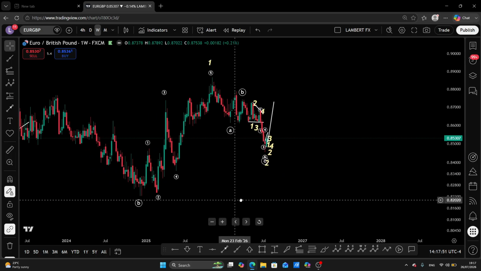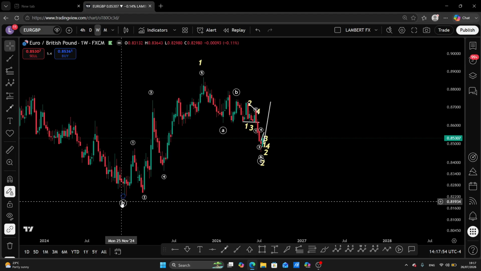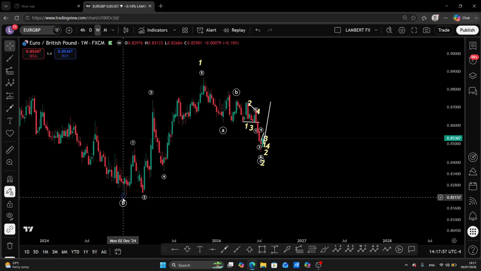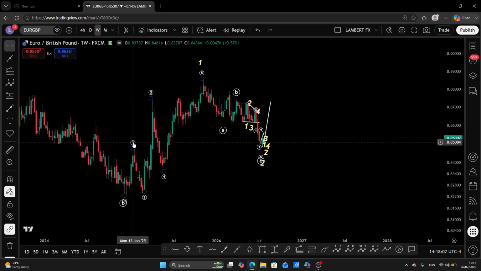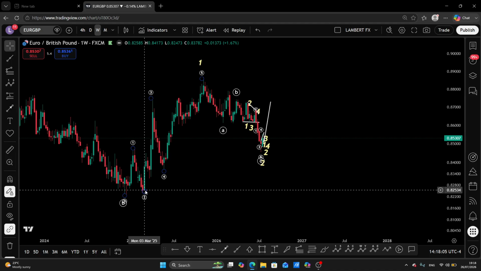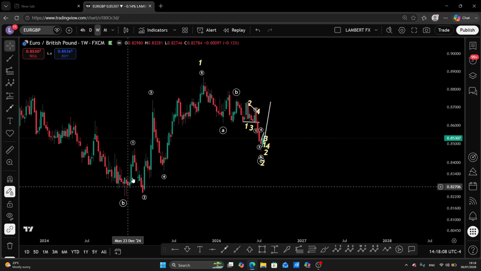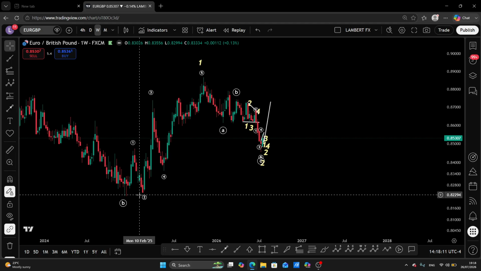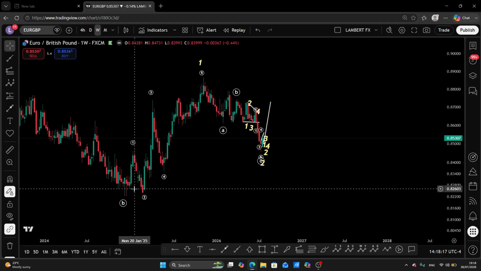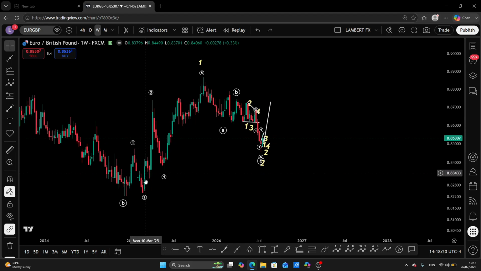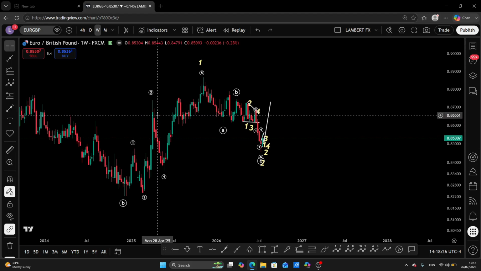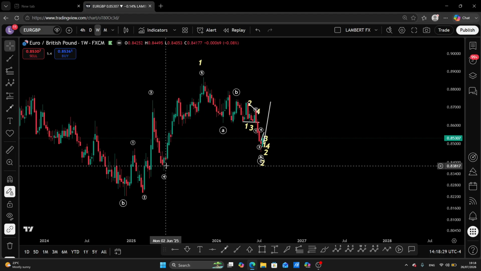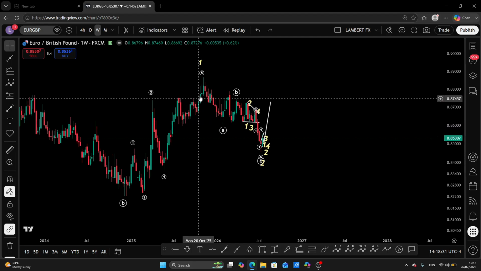So let me zoom the chart a little bit for you. What we have after the B is, if you count this here, a 1, a 2, a 3, a 4, a 5 leg up for 1. And then we had a correction for 2 that did not go below the origin of 1. So this is a 1 and a 2. Again, the 3 here is 1, 2, 3, 4, and 5 for 3, and then a 4, and then we had the final push off for 5.